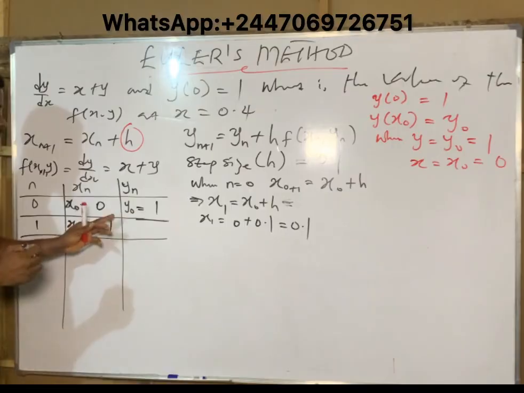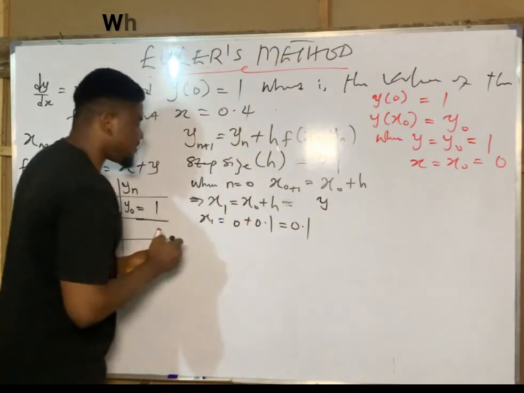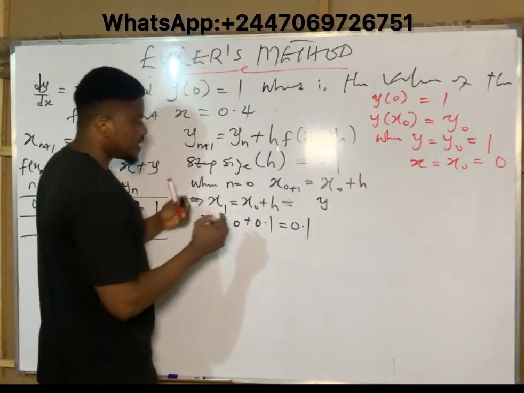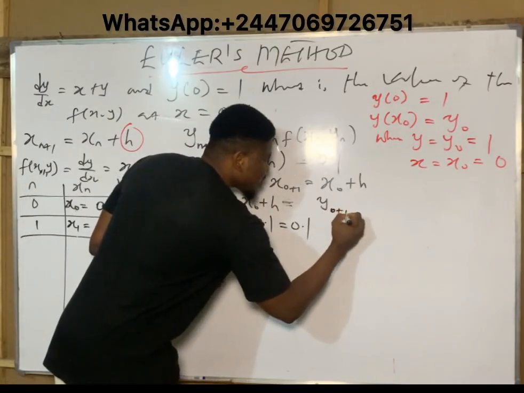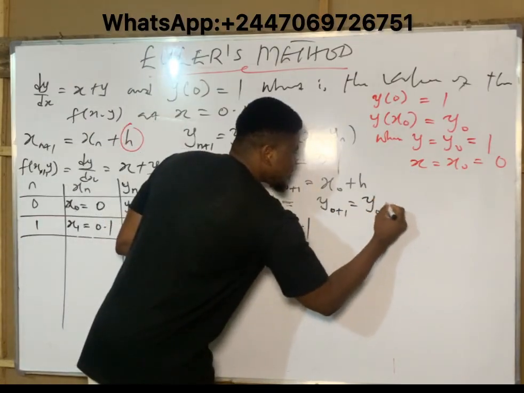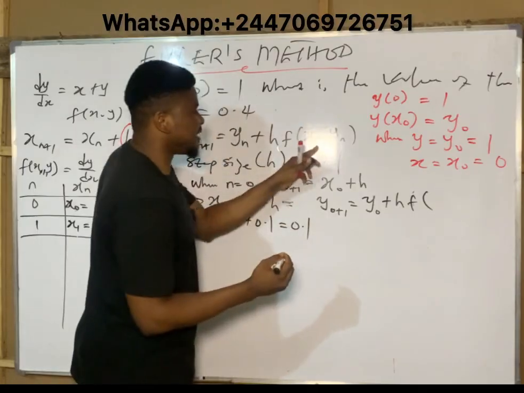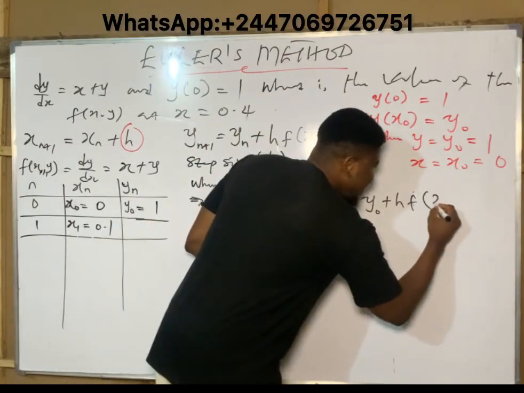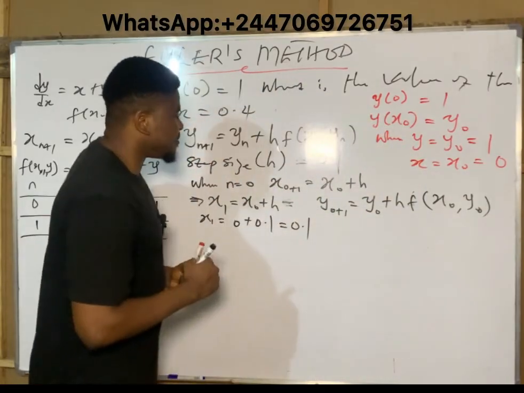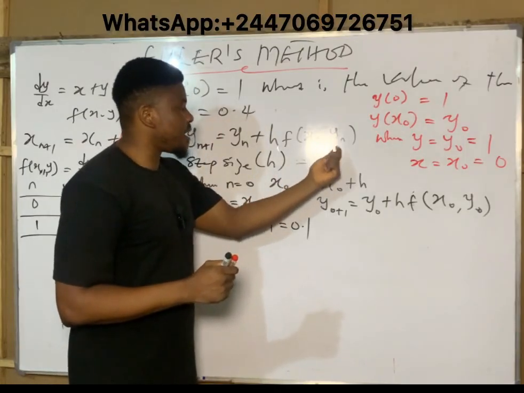Then what is my y1? y1 is also obtained by imputing the value of n as 0. So from this equation, I have yn plus 1. That becomes y0 plus 1 equal to yn, and n is 0. So I have y0 plus h multiplied by f of xn comma yn. So I have x0 comma y0. Which simply means in place of n now, n is 0. So xn becomes x0, yn becomes y0.